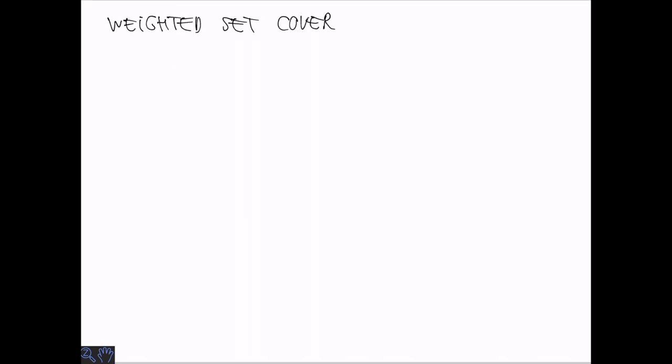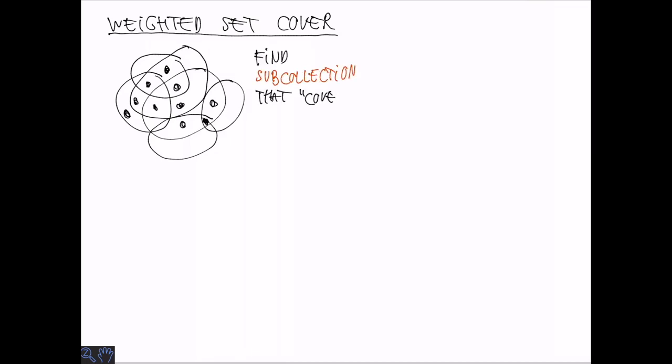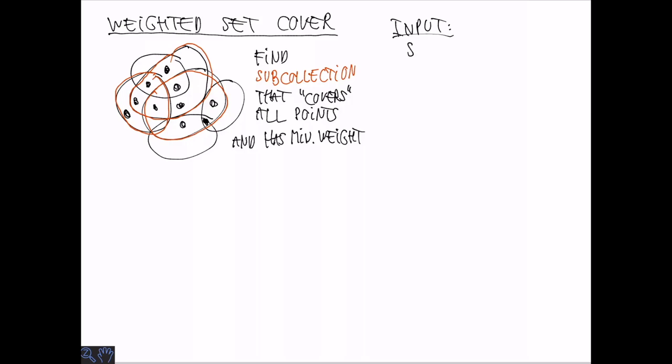In the weighted set cover problem, we are given a collection of sets over some ground set. So let's consider these six sets and the elements inside of them. The objective is to find a subcollection, that is a subset of the set of sets, that covers all the points in the ground set. So for example, here we could choose three sets to form a subcollection, and we see that they include all of the points. And what we want to achieve is the minimum possible weight of all the selected sets.